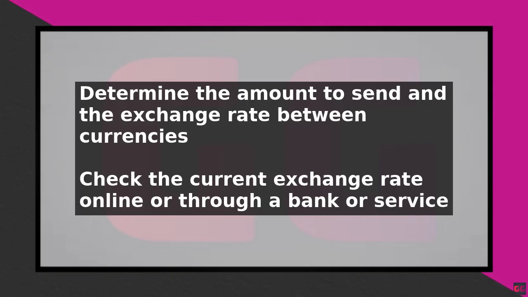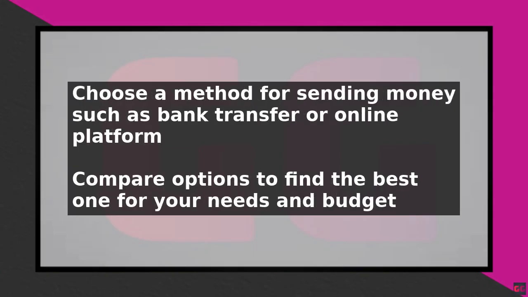Next, choose a method for sending the money. You can use a bank transfer, a money transfer service such as Western Union or MoneyGram, or an online payment platform like PayPal or TransferWise. Each method has its own fees and transfer times, so compare the options to find the best one for your needs.